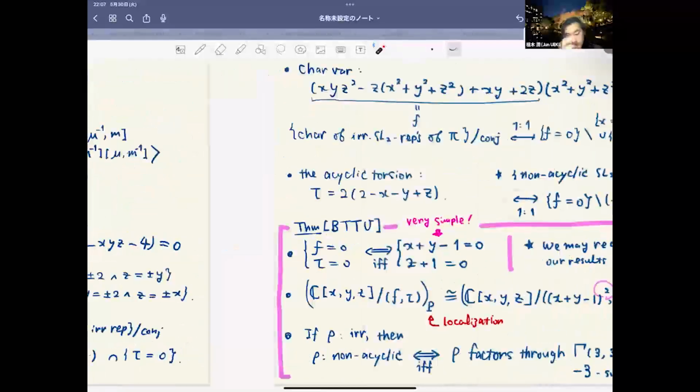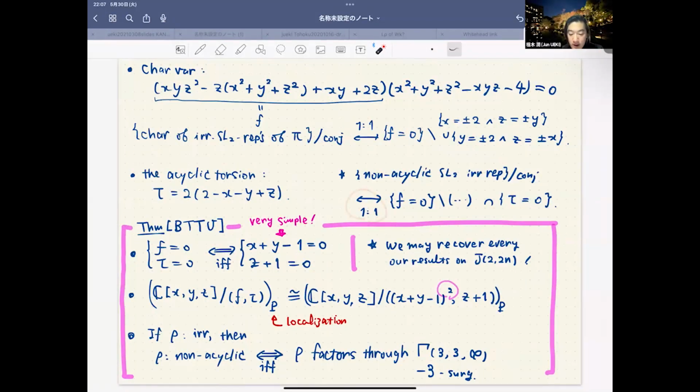And here is our new result. f equals 0 and tau equals 0 is equivalent to these very simple equations. Furthermore, let us consider the quotient of the polynomial ring by the ideal generated by f and tau.